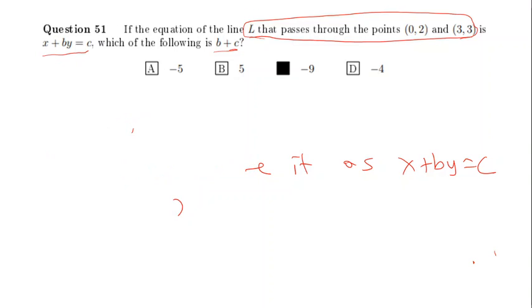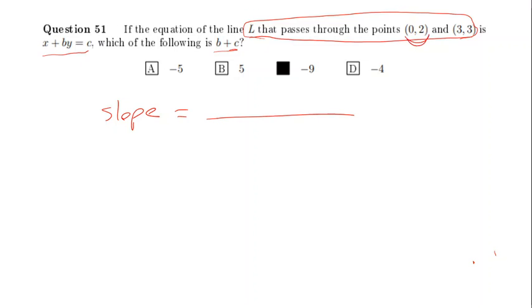How can you find the equation of the line? For the line equation we need to find the slope first. How can you find the slope? You can use these 2 points. I will say 3 minus 2 and 3 minus 0. So we end up with 1 over 3. So the slope of this line is 1 over 3.